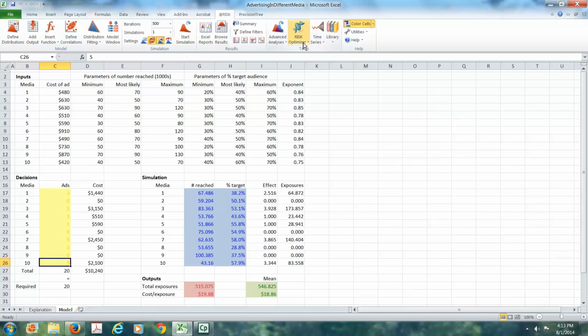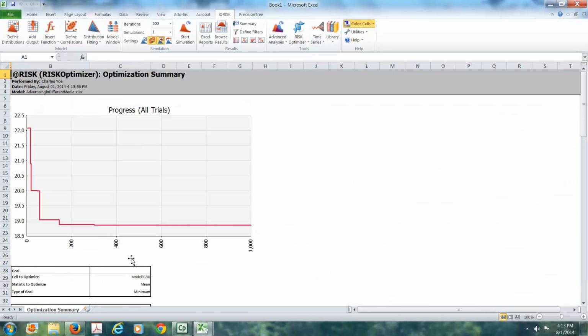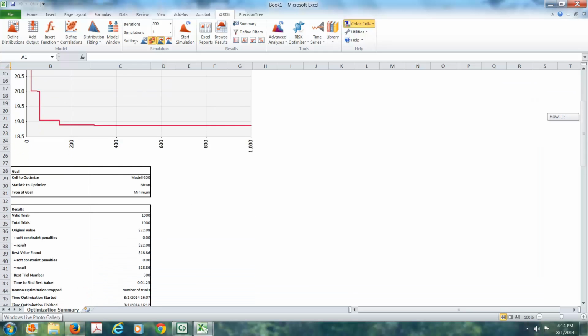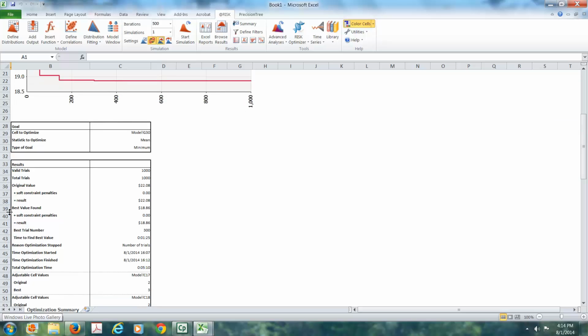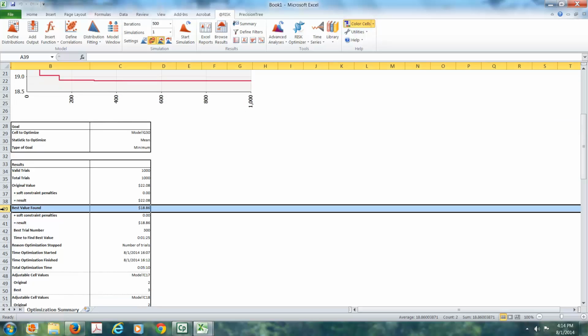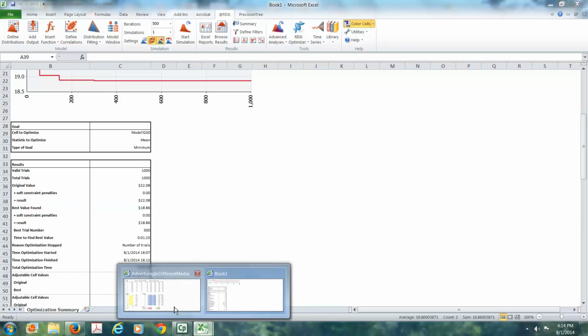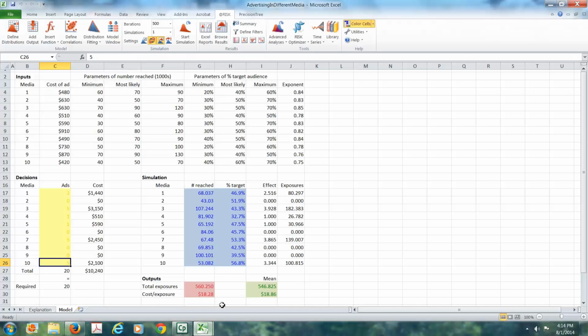And going back to our Risk Optimizer, looking at our summary, we find that if we use that combination, we can reach each customer for $18.86. That's the best deal that we've got going. So this becomes a very neat tool.